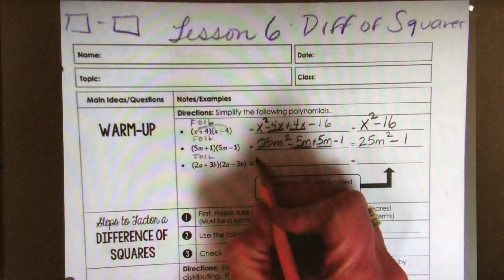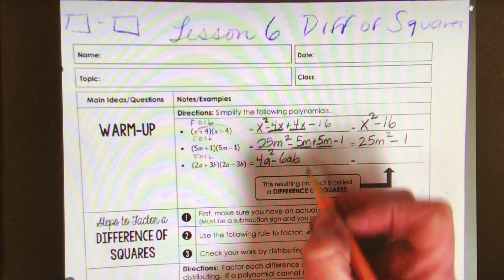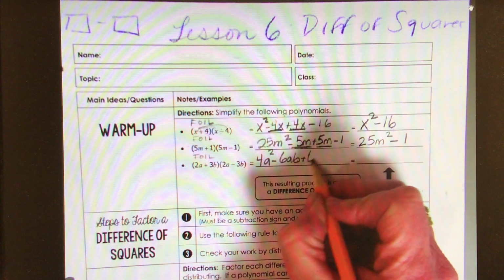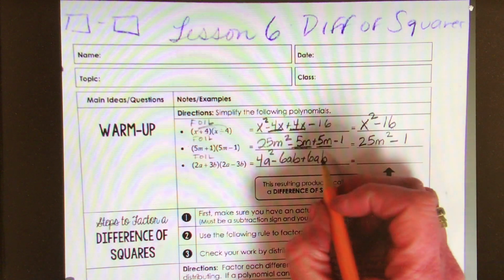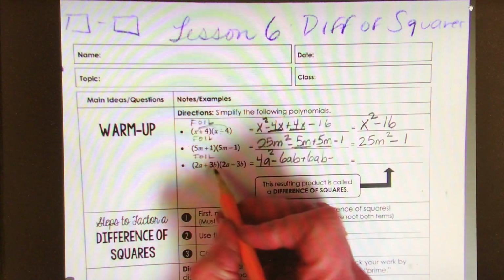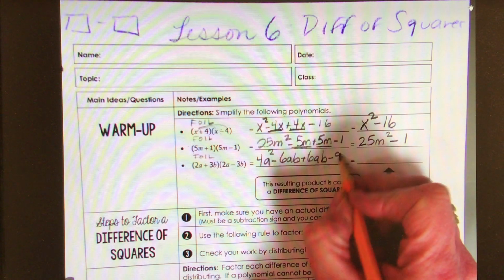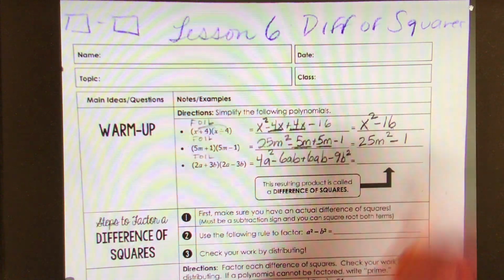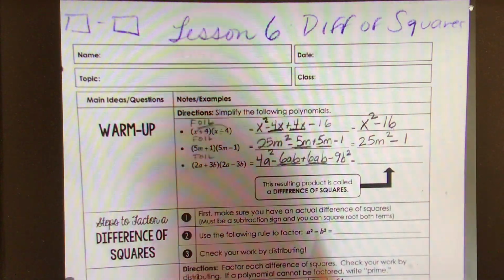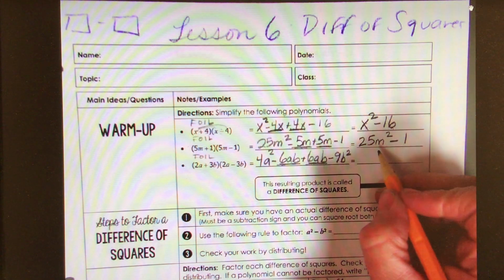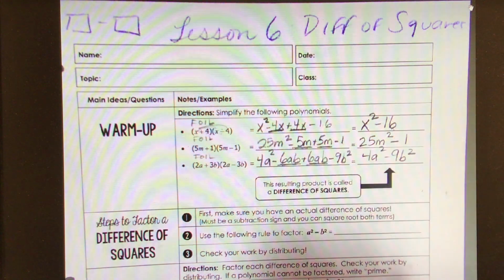I have 4a squared minus 6ab. Remember, a comes before b, so I have to make sure I put it in the right order. Plus 6ab, right? And then at the end, I'm subtracting, so I have 3 times negative 3, and then I have b squared. Okay, so I have negative 9b squared. So I assume you're going to notice opposites in the middle. Opposites are meeting, and then they're going to go away. So this becomes 4a squared minus 9b squared.